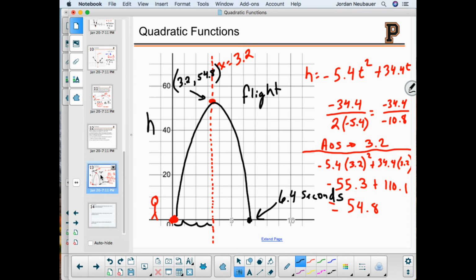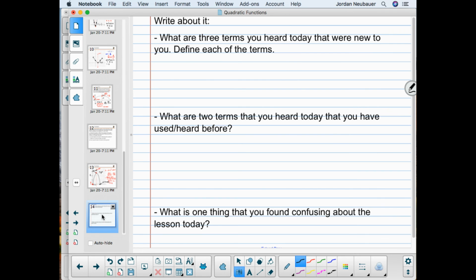Hopefully it's making some sense to you guys. We're going to take the time to write about the terms that you've heard that are new today, the terms that you've heard or used before, so stuff that's new, and then one thing you found confusing about the lesson. I want you guys to take that time to do so. I think it's good practice to write about what you're learning, especially when you're learning new things. And that'll be it for today. You guys will have your daily work, obviously, but in terms of the lesson portion, we're all done.